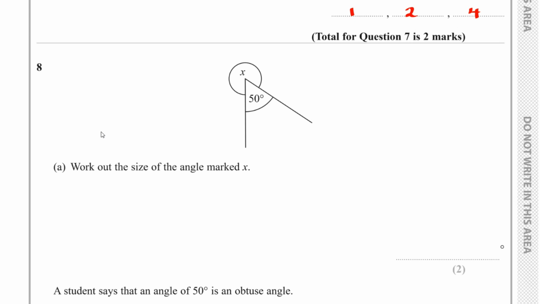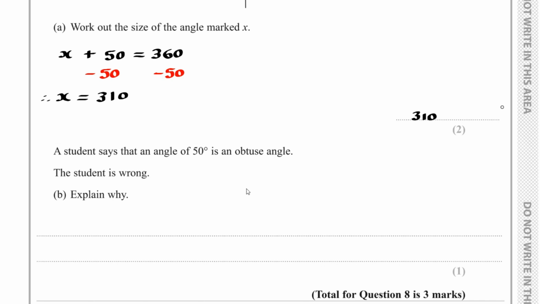Question number 8. We have to work out the size of the angle marked x for part A. Well, we have the angles around a point, so we have the x plus the 50, and as angles around a point sum to 360, x plus 50 is equal to 360. And for us to find x, we need to subtract 50 from both sides, leaving us with x equal to 310. So x is 310.